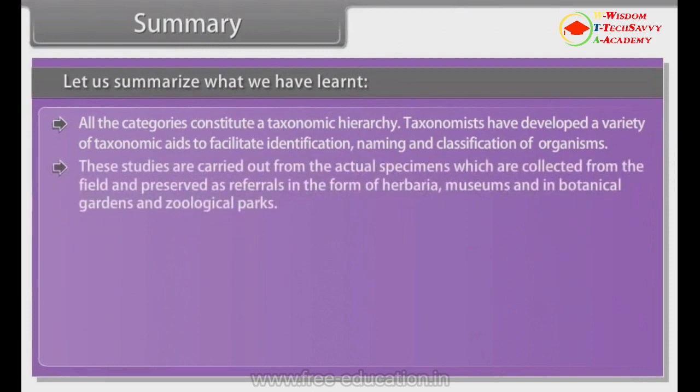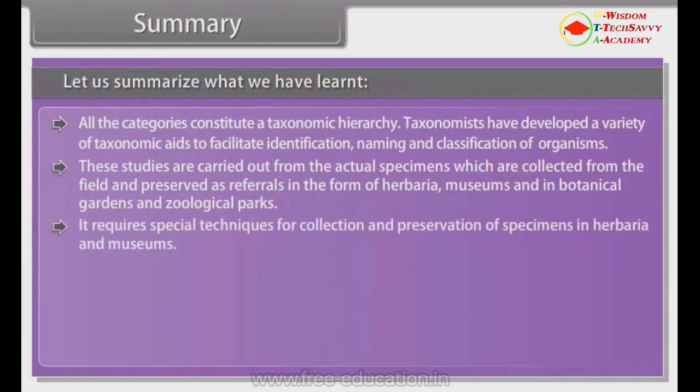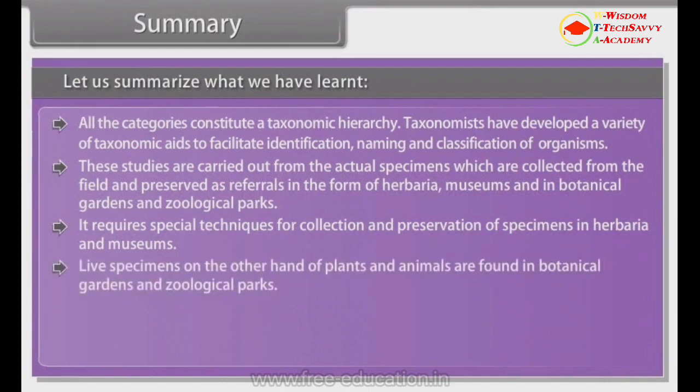These studies are carried out from the actual specimens which are collected from the field and preserved as referrals in the form of herbaria, museums, and in botanical gardens and zoological parks. It requires special techniques for collection and preservation of specimens in herbaria and in museums. Live specimens, on the other hand, of plants and animals are found in botanical gardens and zoological parks.